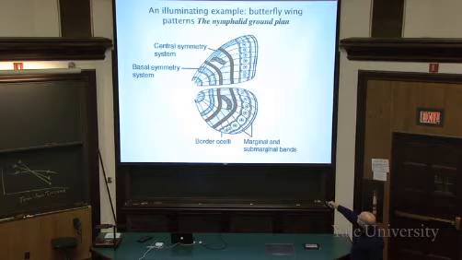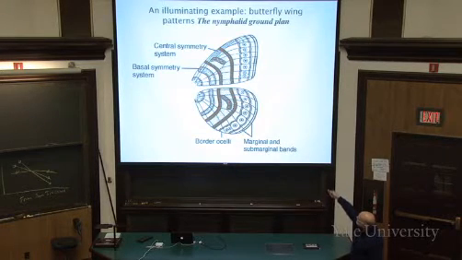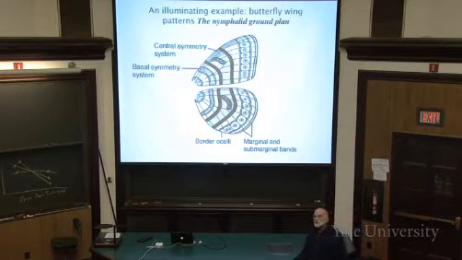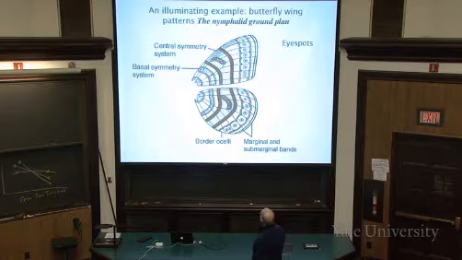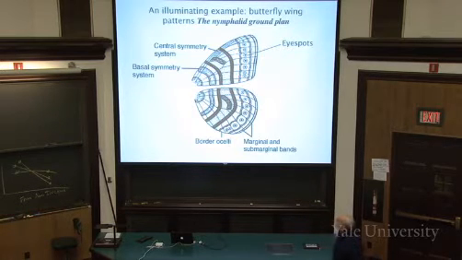In the outer part of the wing you could have what they call border eye spots, or border ocelli. Right on the edge of the wing you could have bands and so forth. So this would describe all of the different kinds of things that you could do with butterflies. And we're going to focus on the eye spots.